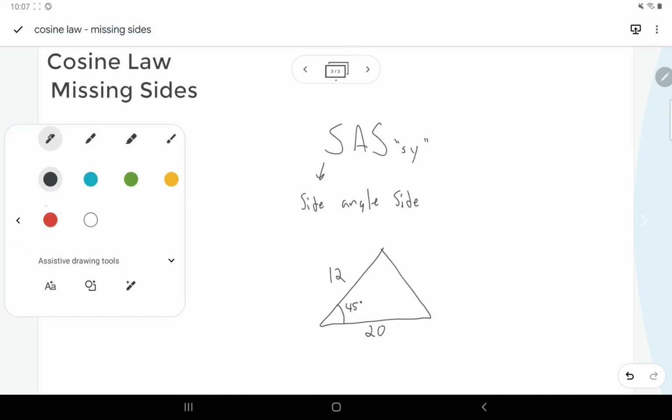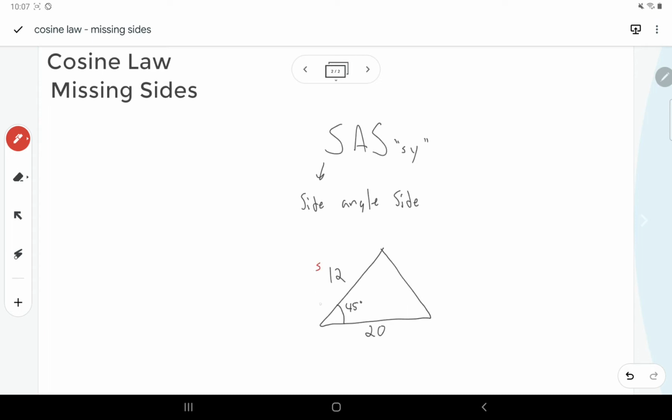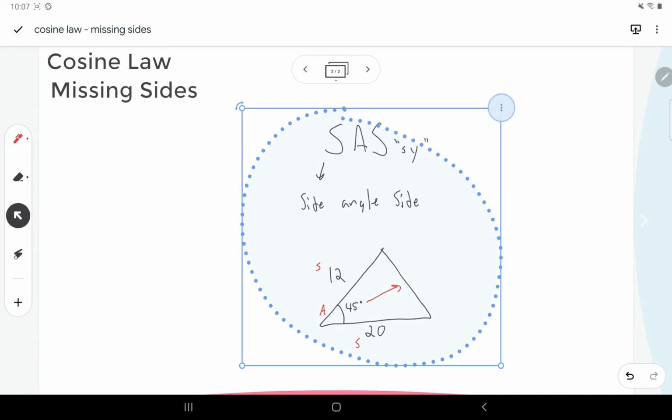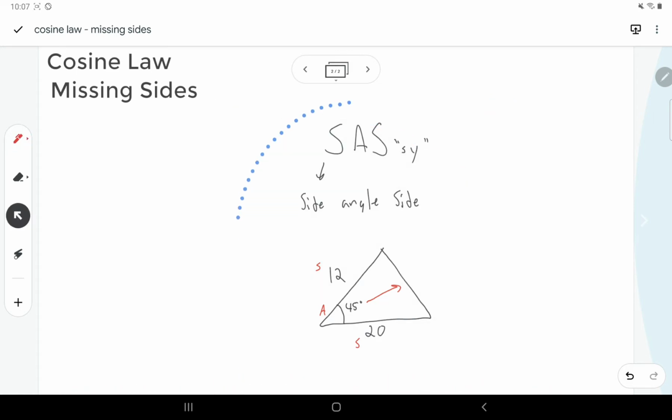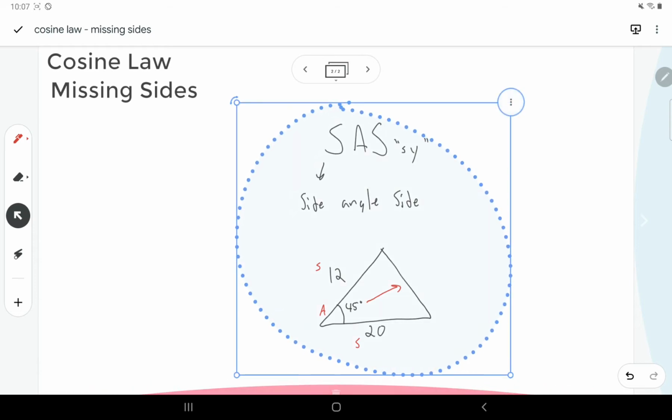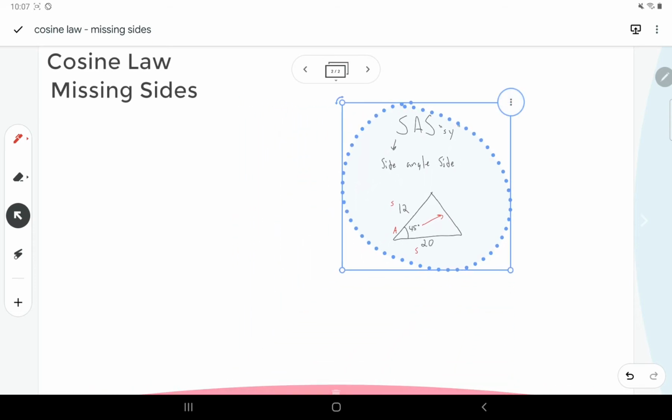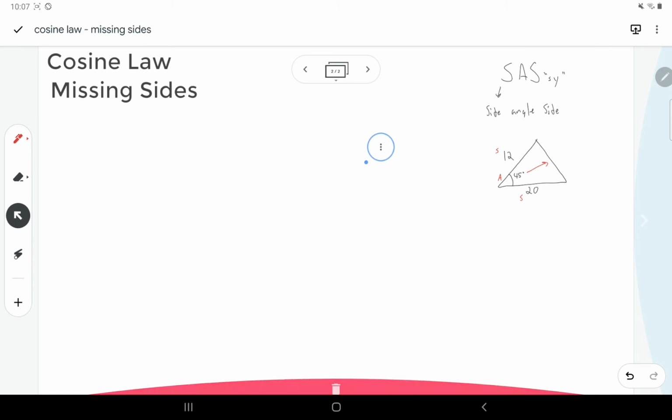Okay, so in this case we have a side, angle, and a side. And this is the case where we would be able to use cosine law to solve for the side opposite of this angle. Okay, so let's take a look at the formula that we're going to use here. Now there's a couple different versions of this formula, but they all come down to the same pattern, and we'll go over that.